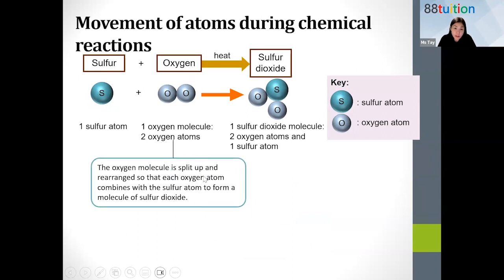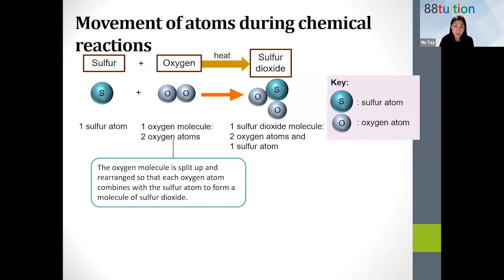Like I explained to you earlier, the oxygen molecule is split up and rearranged so that each oxygen atom combines with the sulfur atom to form a molecule of sulfur dioxide. You are going to learn a little bit more when you go to a higher level, even in JC, when you're learning A-level chemistry, then you are going to learn about bond energies and so on.